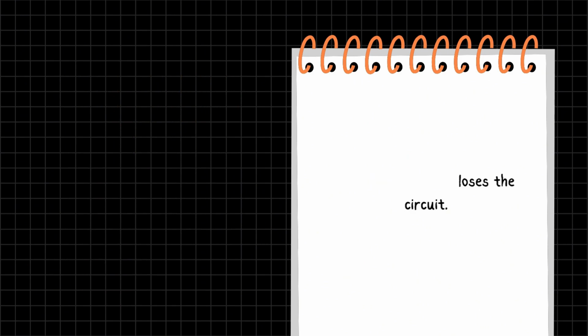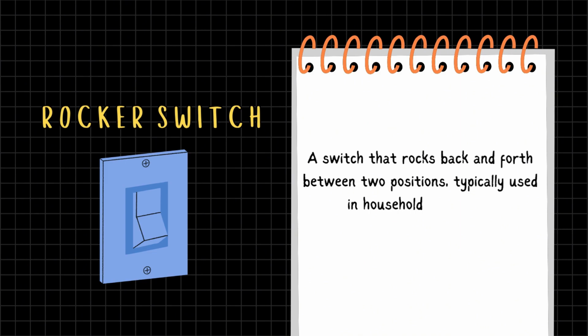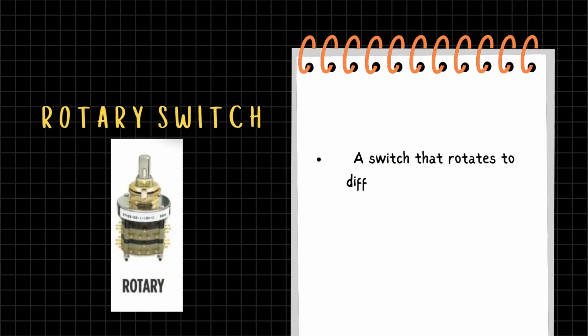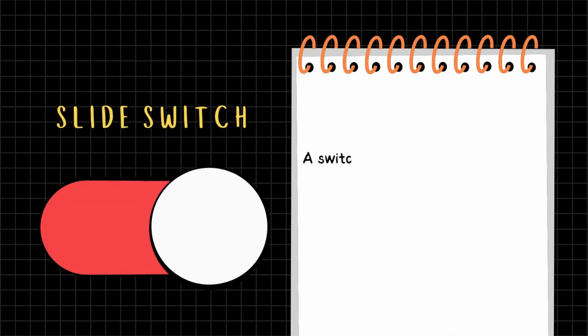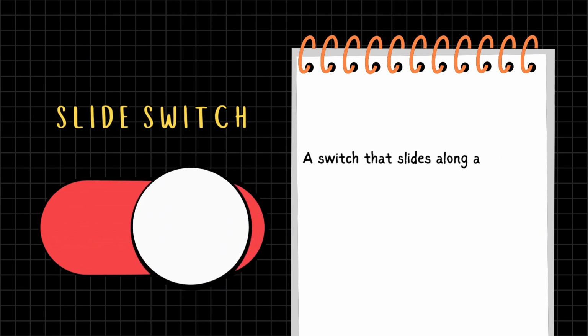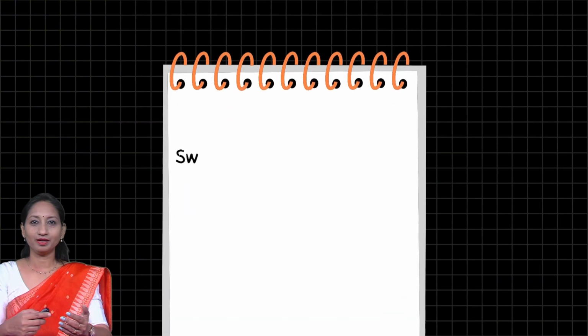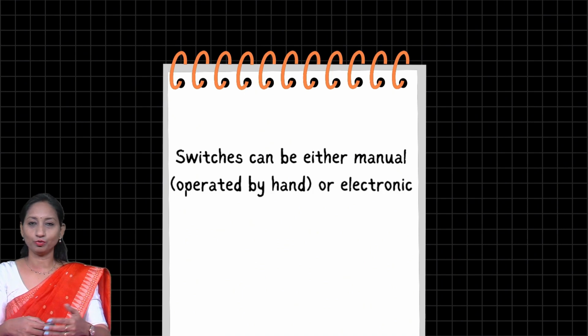Now this is the rocker switch. It is a switch that rocks back and forth between two positions, typically used in household appliances. This is a rotary switch, a switch that rotates to different positions to select different circuits or settings. And this one is the slide switch. A slide switch slides along a track to open or close a circuit. Now switches can either be manual or electronic, that is controlled by some remote control.